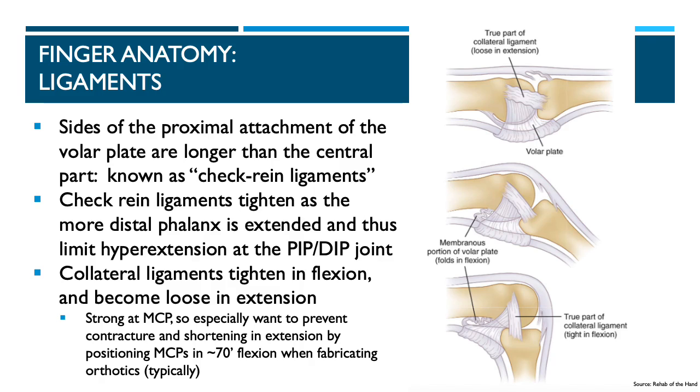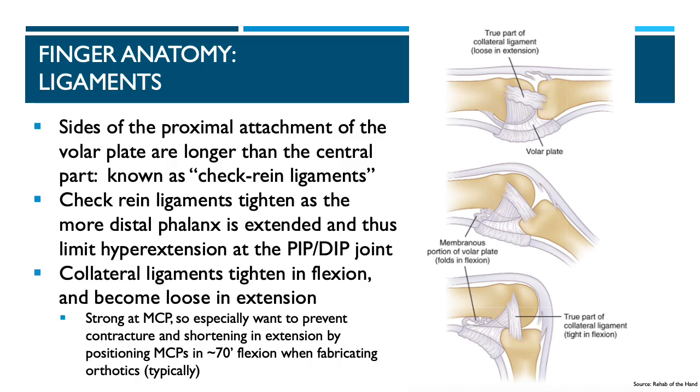So here we look at, in a little bit more detail, the volar plate as it's crossing over each joint. The side parts are known as the check rein ligaments. This is pretty much the same information as the volar plate, but I wanted to include it because when a contracture is becoming such a big deal that they need to do surgery, usually the check rein ligaments are one structure that will be released.